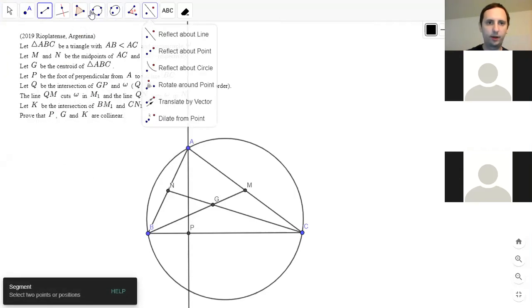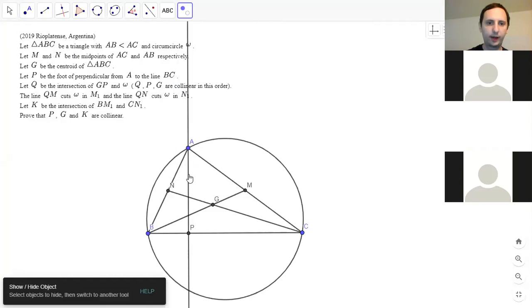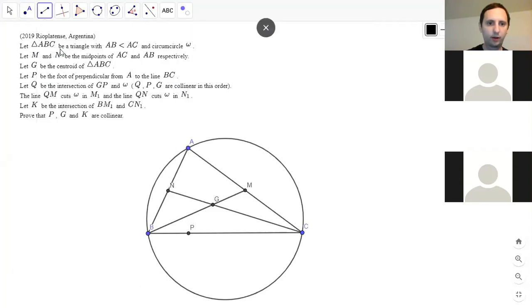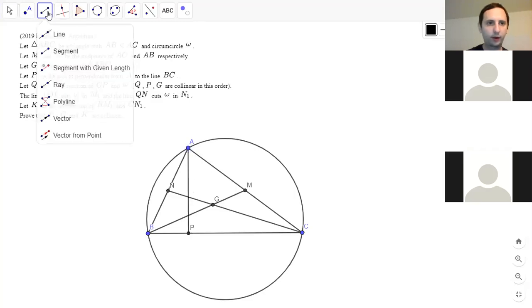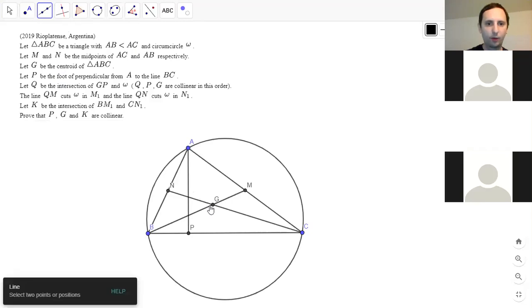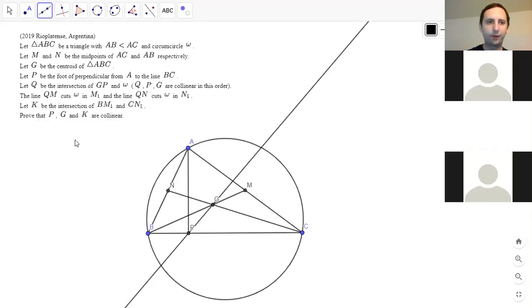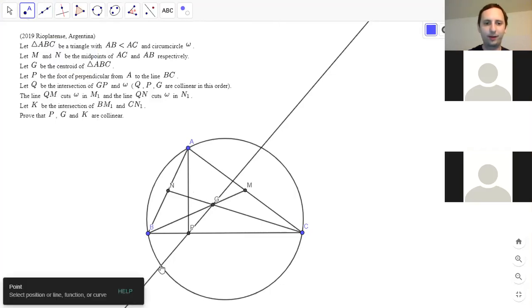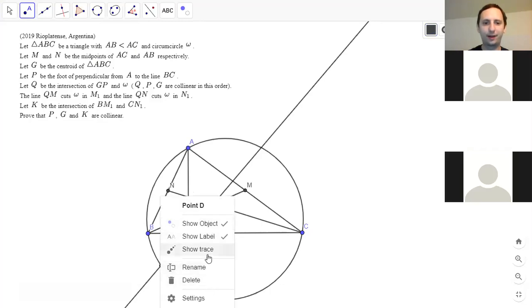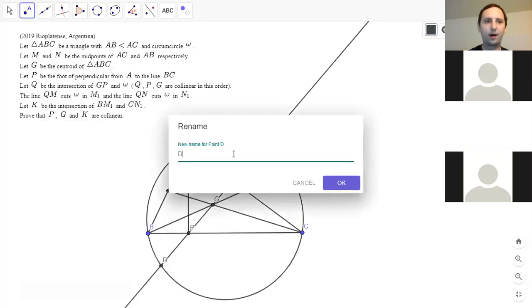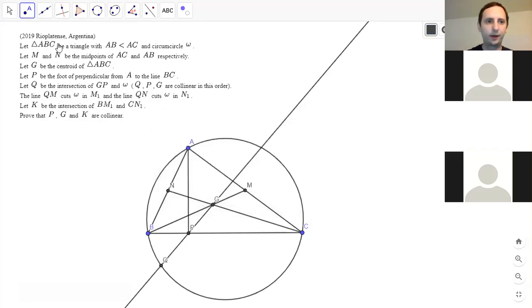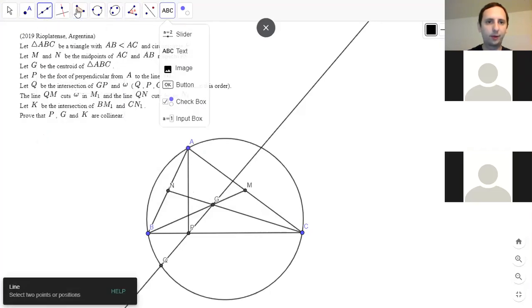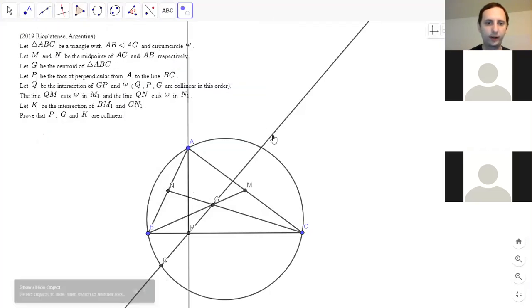So I will hide most of the altitude and I will draw AP. So Q is the intersection of GP and omega. So there's actually a name for this point, if you guys remember. This point is called like the Y point, and it has like a lot of special properties. But I forgot what they all are. But I did a video of one problem that used this point, the point Q right here.